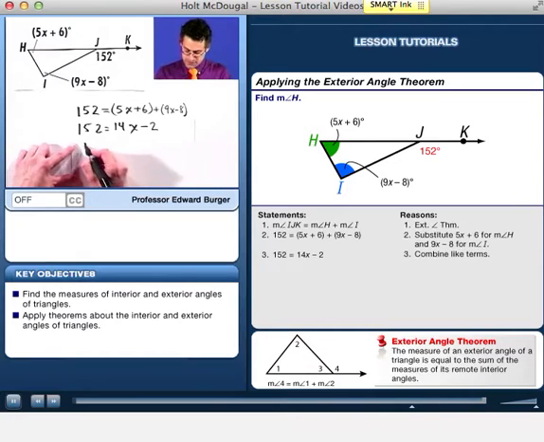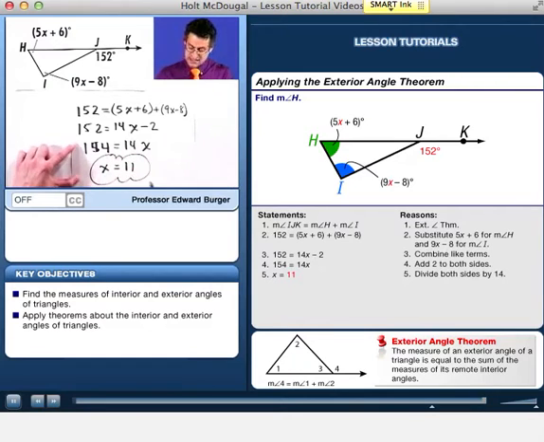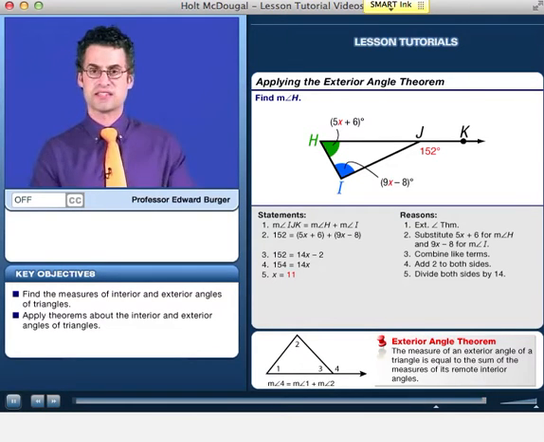I now bring the 2 over. I have 154. 154 equals 14x. If I divide by 14, I see that x equals 11. So I see that the answer is x equals 11. You might say, oh, we're done. We can go out and celebrate.